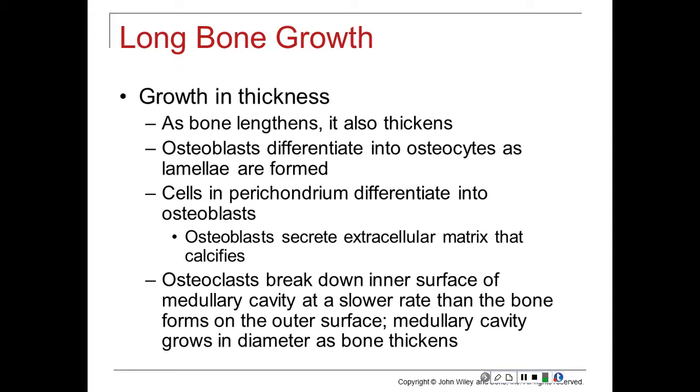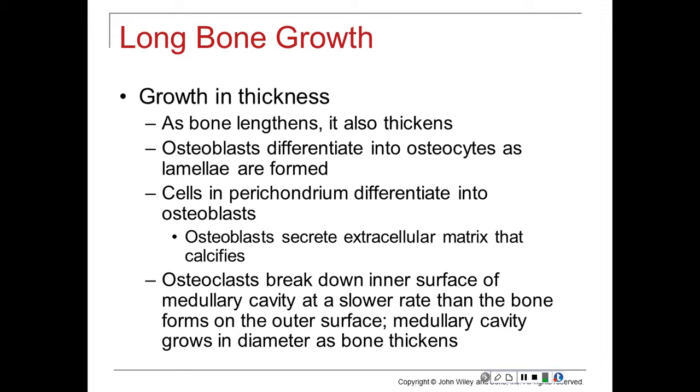Bones can also grow in thickness, not just in length. So as it's growing in length, it's also going to be growing in thickness. And that's because osteoblasts are going to differentiate into osteocytes as the different lamellae are formed. The cells within the perichondrium differentiate into osteoblasts, and osteoblasts are going to calcify the matrix, so on and so forth. Osteoclasts are going to break down the inner surface of that medullary cavity.